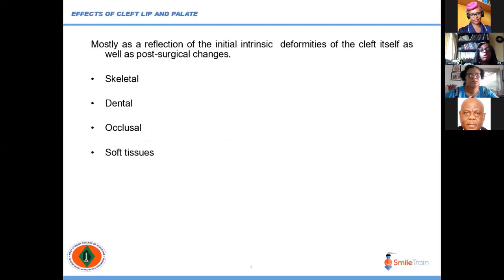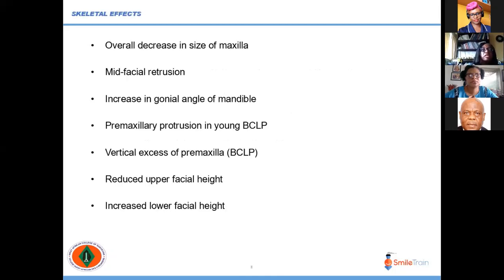Again, we are harping on the intrinsic and the surgical effects of cleft lip and palate. They are skeletal, dental, occlusal, and soft tissue effects. We're going to start with skeletal. There's an overall decrease in the size of the maxilla, and that is three-dimensionally. So we are talking transversely, anteroposteriorly, and vertically. And this often results in mid-face retrusion of the cleft patients.